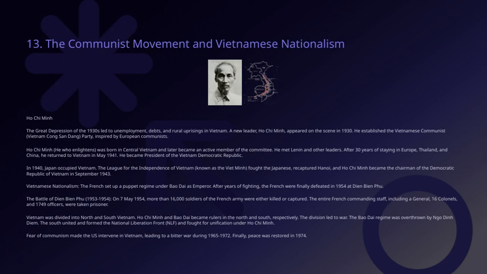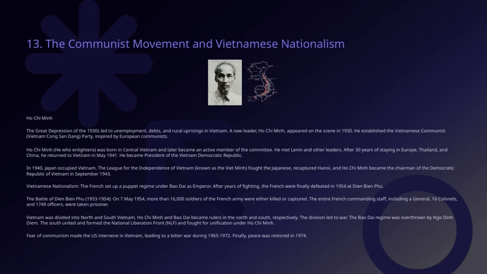Before that, in 1940, Japan occupied Vietnam. The Vietnamese, specifically the Viet Minh, fought against the Japanese occupation. They managed to recapture Hanoi, and Ho Chi Minh became the chairman of the Democratic Republic of Vietnam in September 1943. Ho Chi Minh, whose name means "he who enlightens," was born in central Vietnam and grew to become a major revolutionary leader. He met with Lenin and other European leaders, and after spending about 30 years in Europe, Thailand, and China, he returned to Vietnam in May 1941. He then became the president of the Vietnam Democratic Republic.